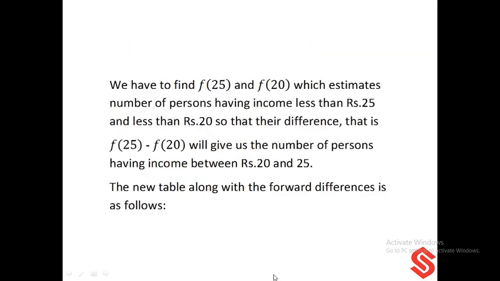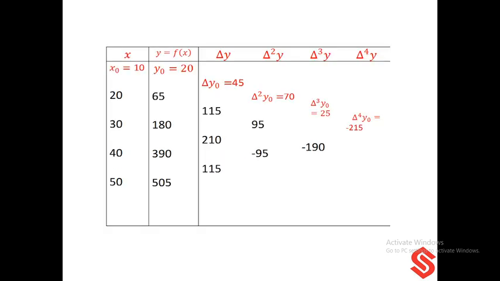We have to find f of 25 and f of 20, which estimate the number of persons having income less than rupees 25 and less than 20, so that their difference, that is f of 25 minus f of 20, will give us the number of persons having income between rupees 20 and 25. So now let us consider the forward difference table for the new values.